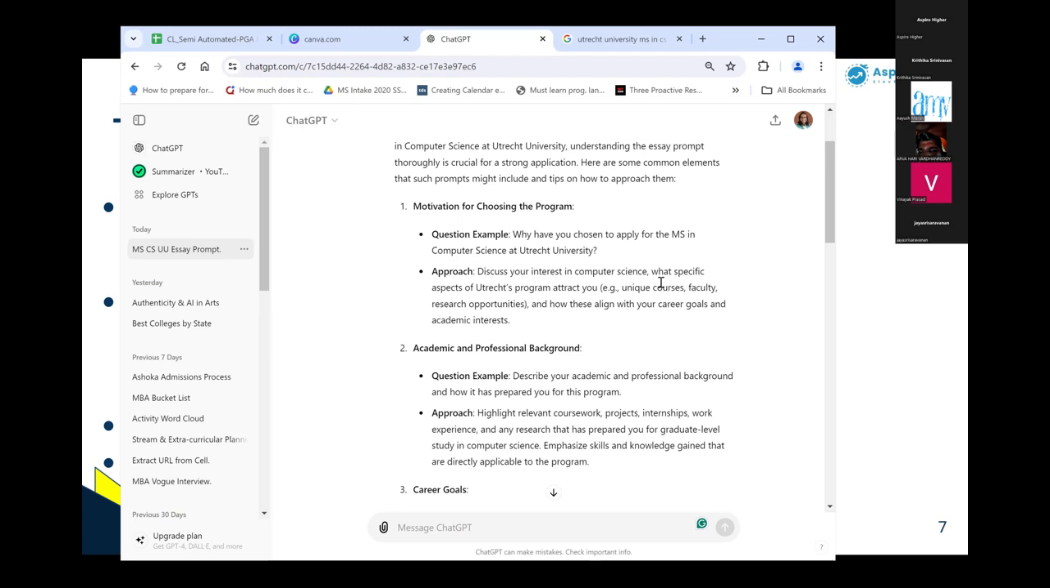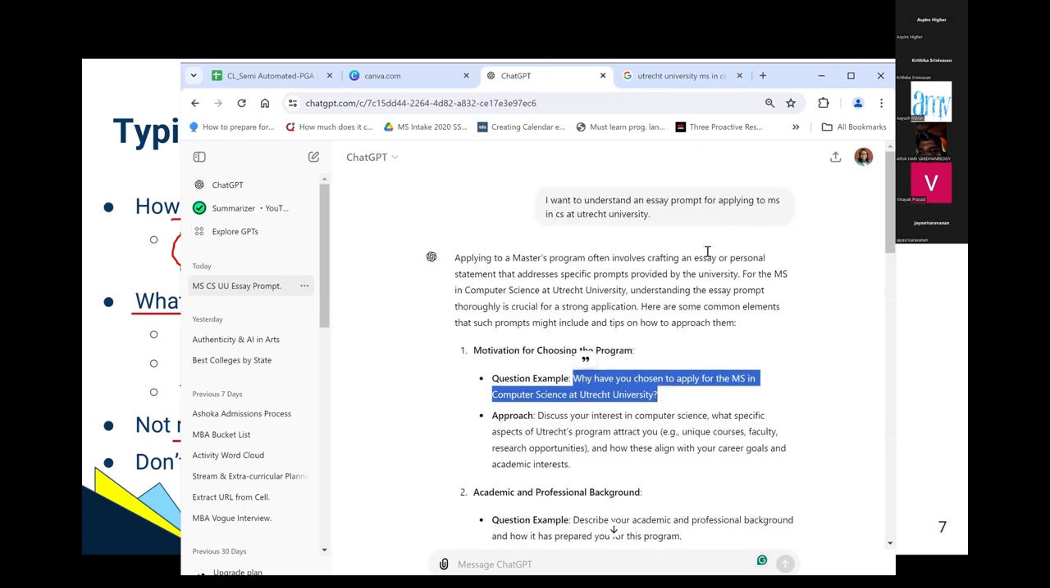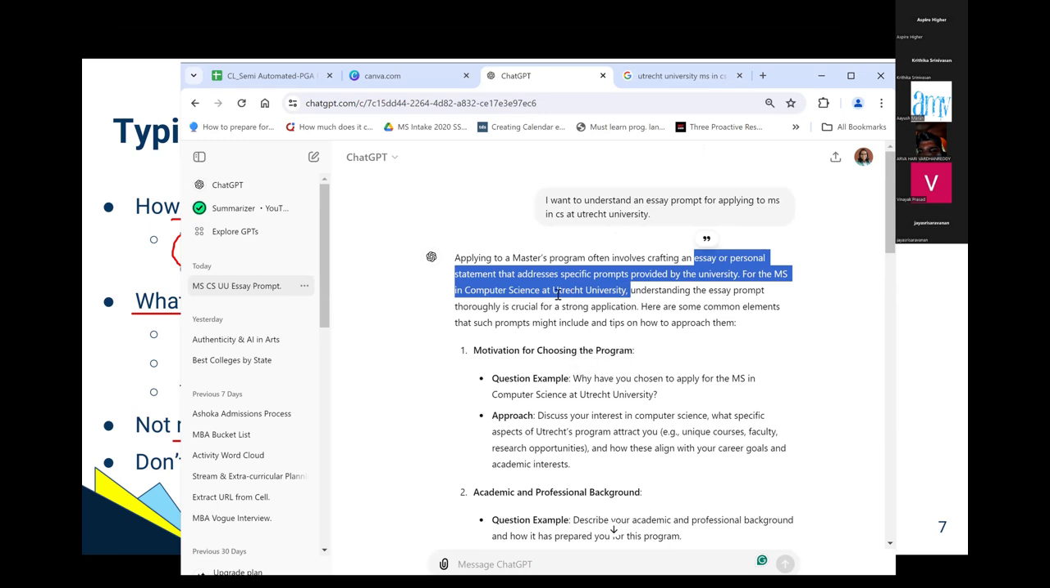Okay, so coming back to the question at hand, right? I wanted to show you a sample of the questions that are being asked in these different universities, or what we call the essay prompt. Now, what is the essay prompt that you will encounter when you're applying to grad school? Okay, so what is it?